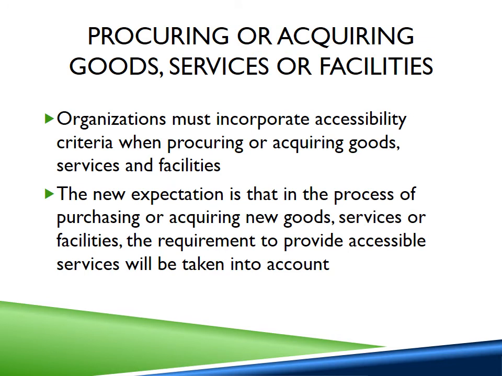In addition to the requirement for accessibility policies and plans, the standard mandates that obligated organizations must incorporate accessibility criteria when procuring or acquiring goods, services, and facilities. The new expectation is that in the process of purchasing or acquiring new goods, services, or facilities, the requirement to provide accessible services will be taken into account.